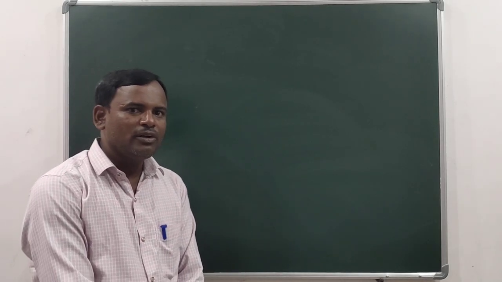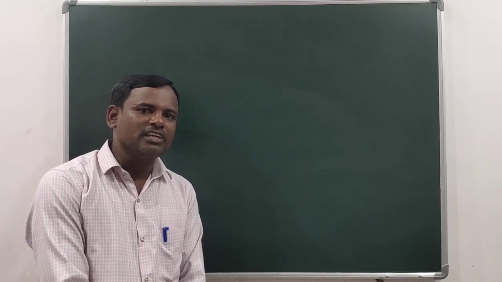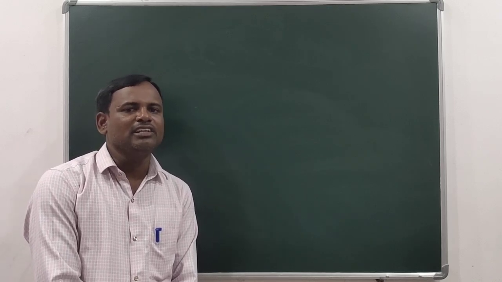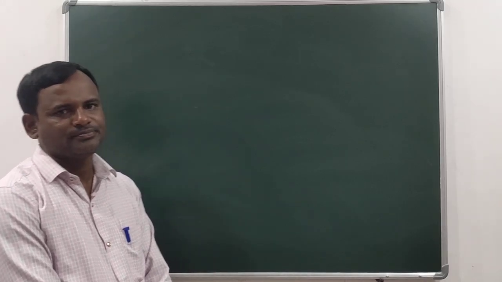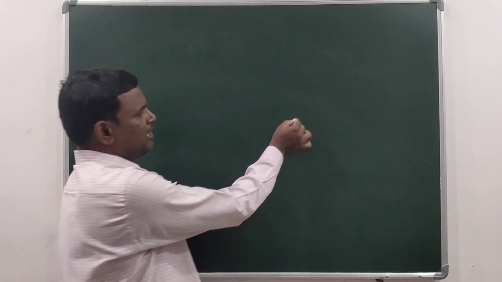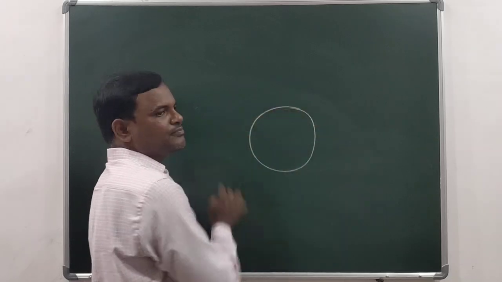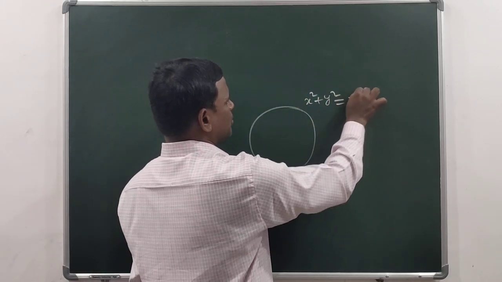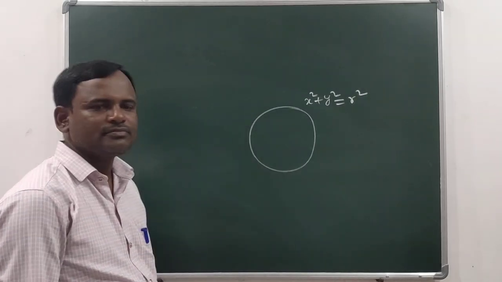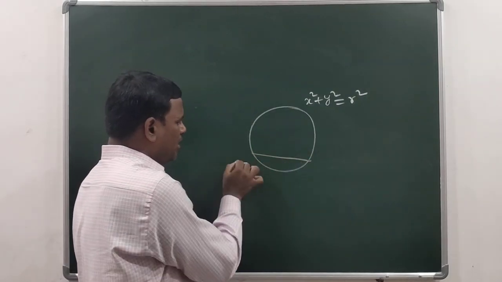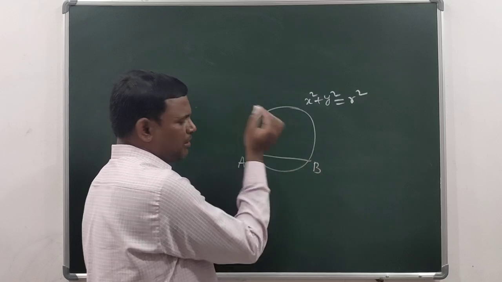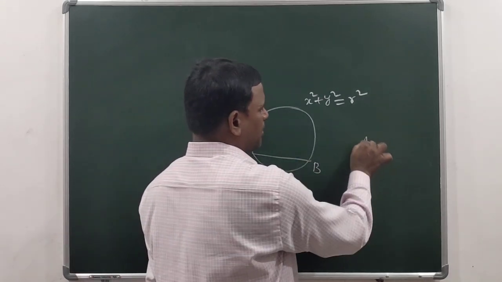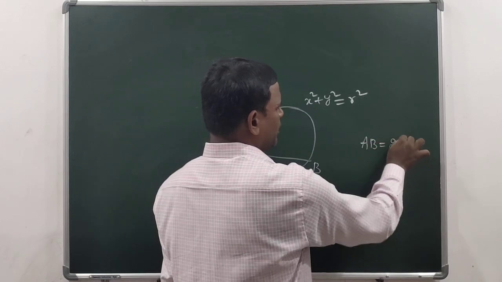Find the locus of the midpoint of a chord of the circle x square plus y square equal to r square having length 2k units. See here, this is a circle whose equation is x square plus y square equal to r square. Now here one chord is given whose name is AB, and whose length is also given in the problem: AB equal to 2k units.